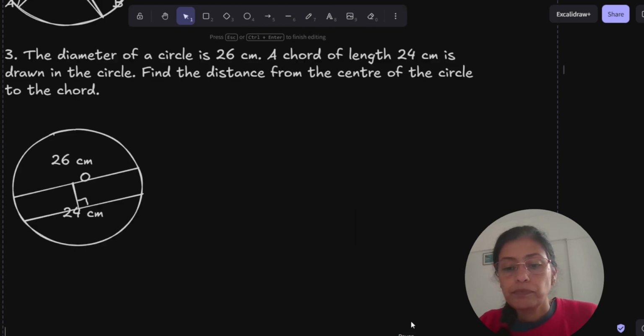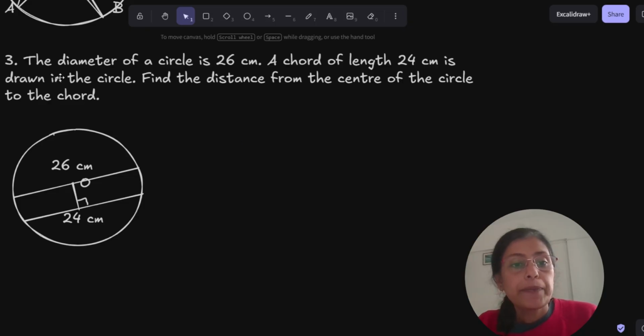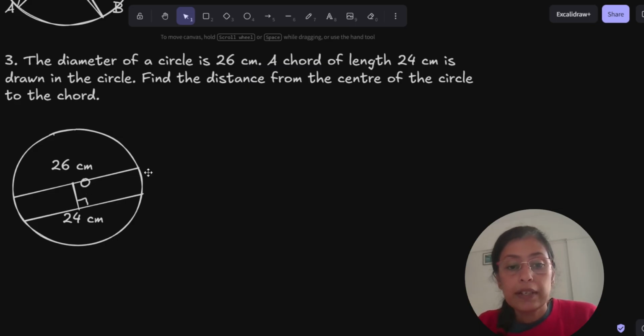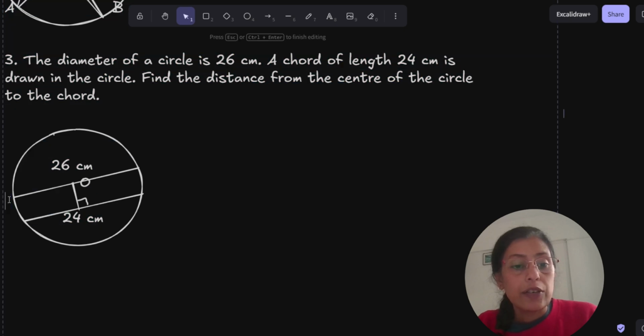So the third question is, the diameter of a circle is 26 centimeter. Here again, you have not been given a diagram, so the first thing that you need to do is draw the diagram. We're talking about a circle, so first of all, draw the circle. Then we have been given the diameter of a circle is 26 centimeter. So from the center of the circle, you draw the diameter. Here I have drawn this diameter, and I think I should name it. Let me call this diameter AB.